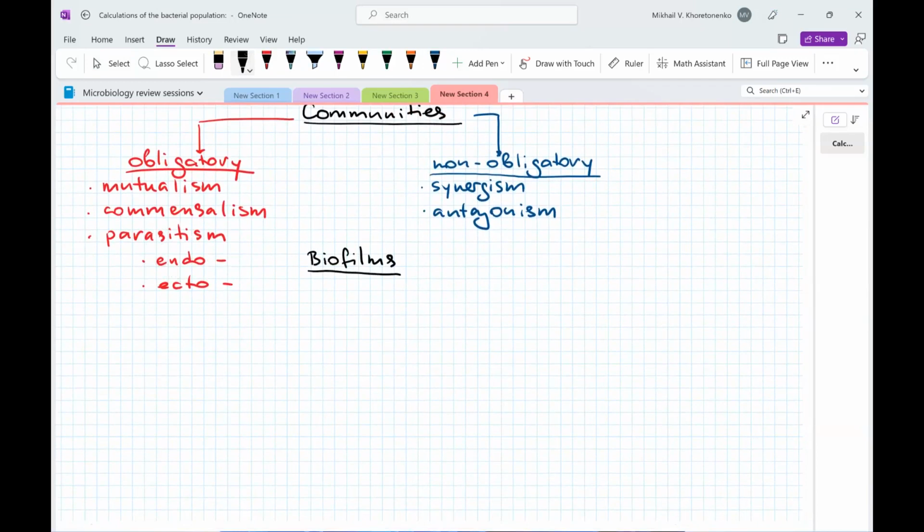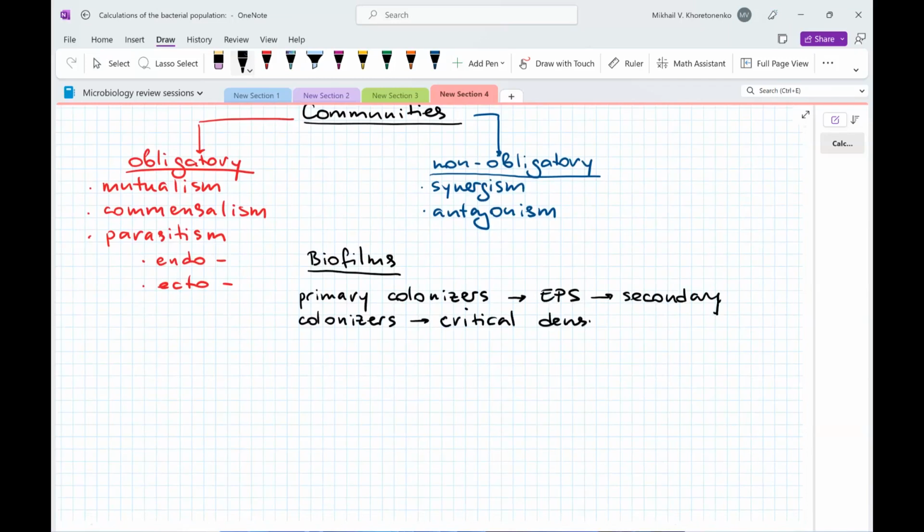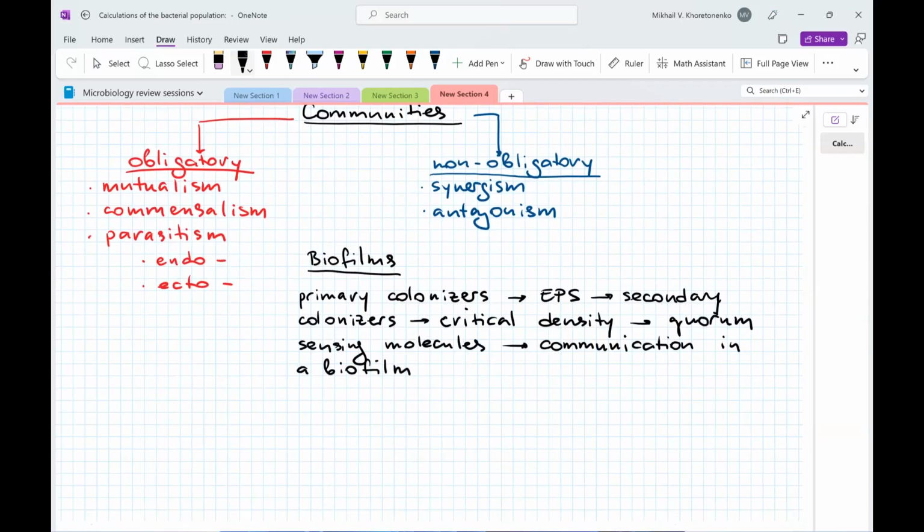Okay, like primary colonizers, extracellular polymeric substances, secondary colonizers, and when they reach critical density, they start producing quorum sensing molecules, which enable communication between the cells in a biofilm. Okay.